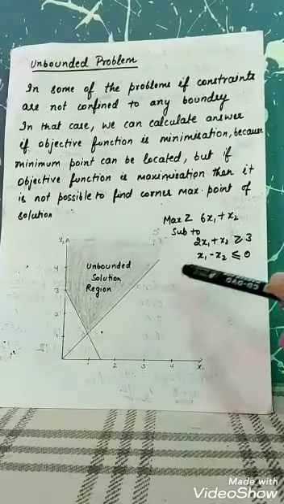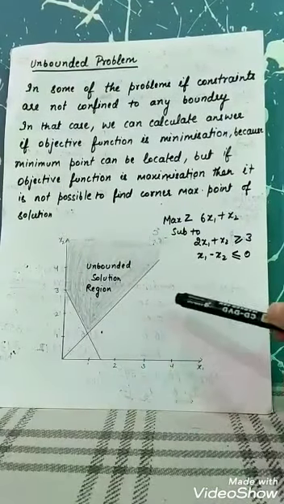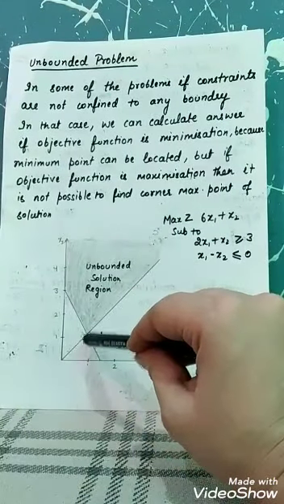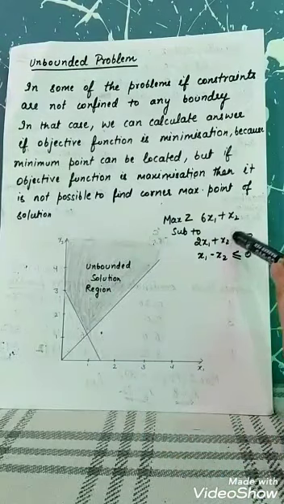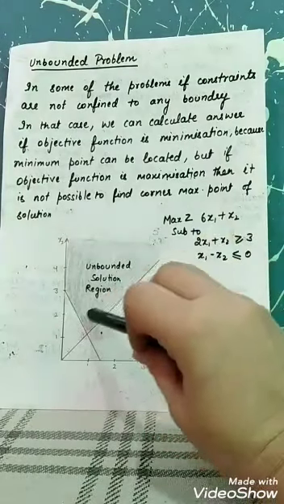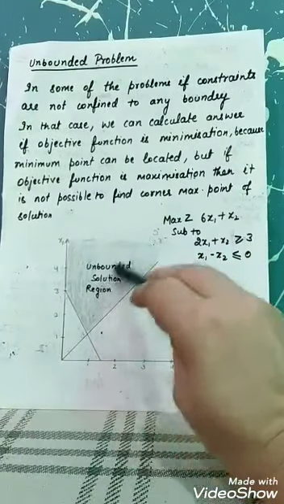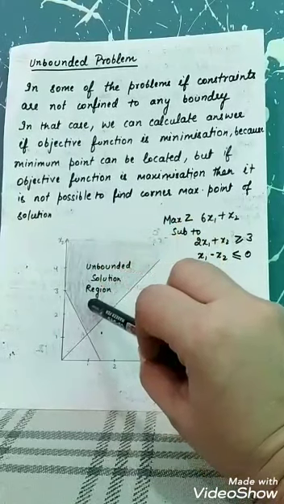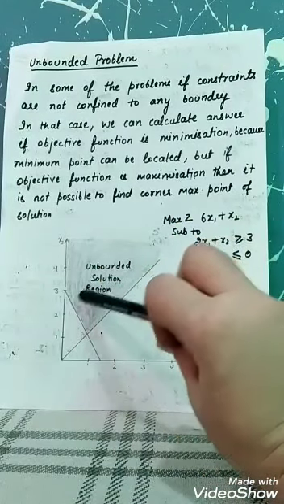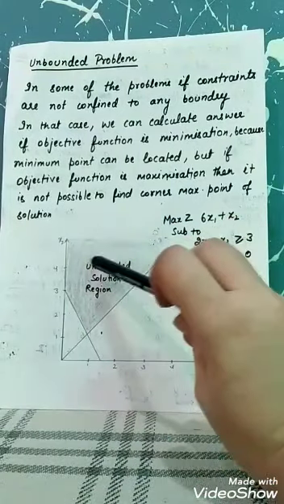After solving these equations, as we discussed in the previous question, I plotted these values on the graph, and as per our equations, our solution region is that one. So this is an unbounded solution region. This solution region has no boundary. We can't find the answer.